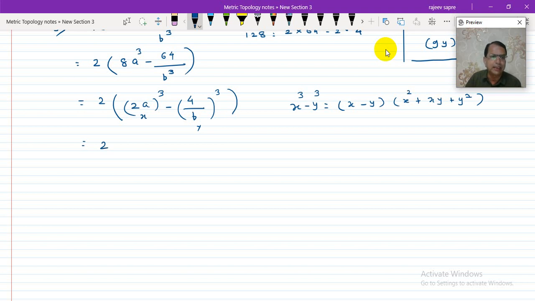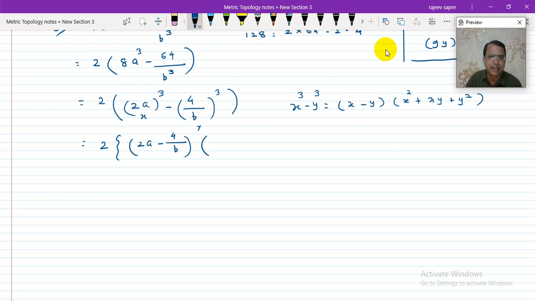We have taken 2 common, so it will be there. I will write in curly brackets x minus y. So it will be 2a minus 4 upon b. Do you agree? 2a minus 4 upon b. In place of x we have 2a, and y is to be considered as 4 upon b, right? So this will be your first term, 2a minus 4 upon b.